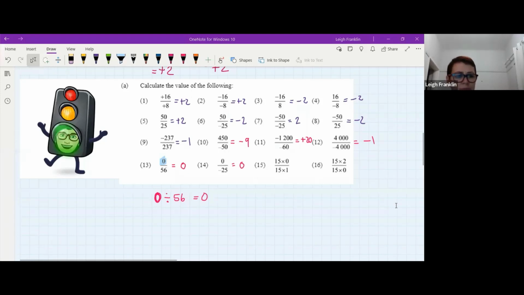Question number 15, Rolivua, it's yours. What are you going to say for that one, Rolivua, number 15? 0. Okay, I quite agree with you. That's because 15 times 0 is 0, and 15 times 1 is 15, and 0 divided by 15 is 0. Good, Rolivua.